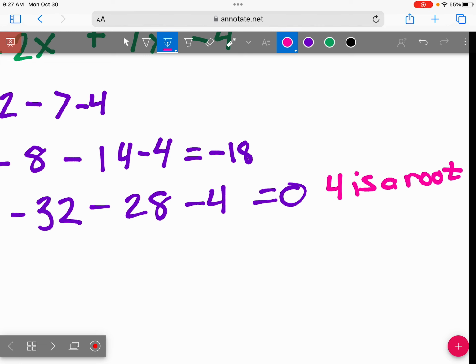4 is a root. Since it equals 0, we know it's a root. So then I need to divide out that root of 4. So we're going to use synthetic division.